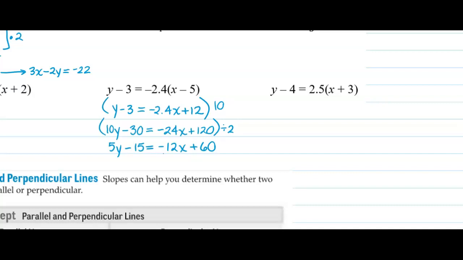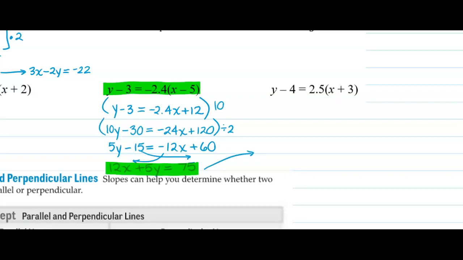So now I'm going to put the negative 12x on the left side. I'm going to put the negative 15 over to the right side, and I end up with 12x plus 5y equals 75 when I add 15 to both sides and add 12x to both sides. The very last thing I want to do is think about taking this equation that started in point-slope form. We converted it to standard form. Let's go ahead and take it and put it into slope-intercept form.